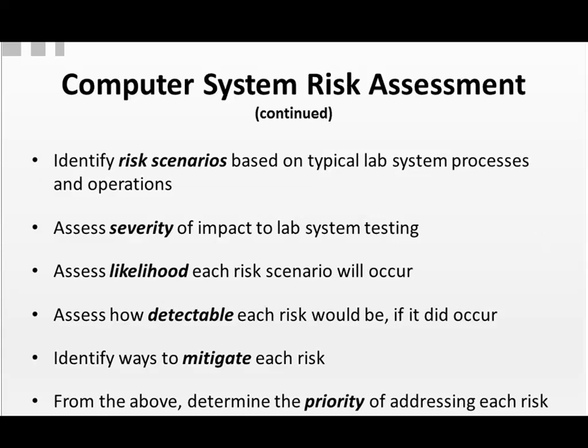If it happened, would you know automatically because the system would basically stop functioning? Or is it something that's not detectable and you wouldn't know, and you could be getting erroneous results and not even realizing it? Have you identified ways to mitigate each risk? Based on all that, you can determine the priority of addressing each risk and then have an overall risk profile for that particular system.